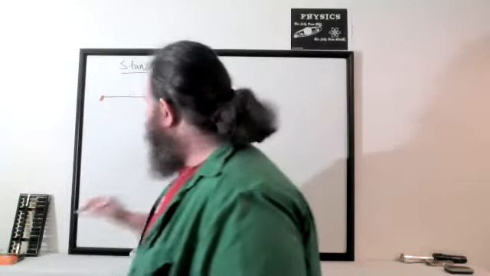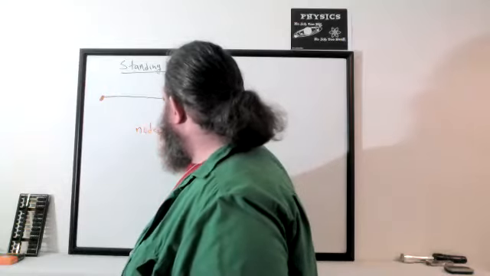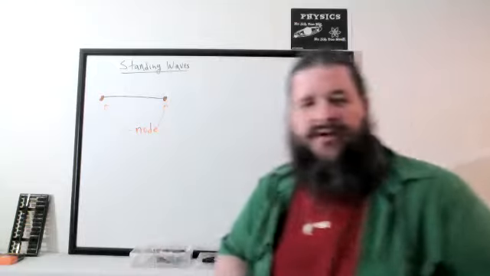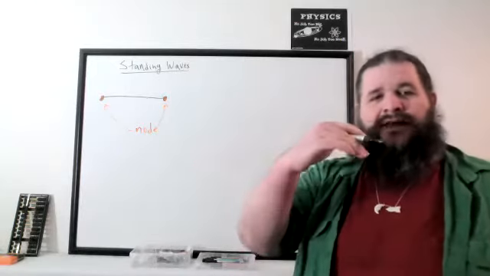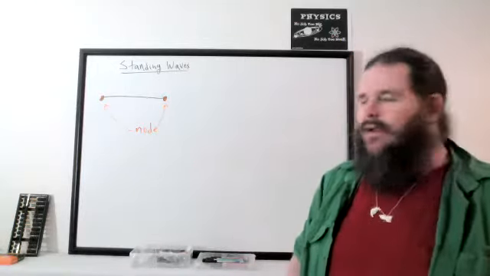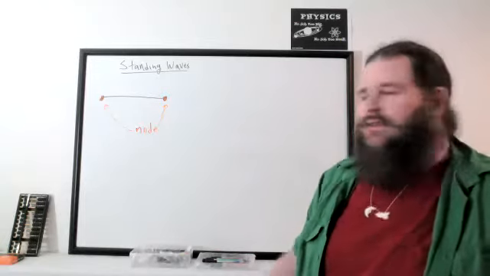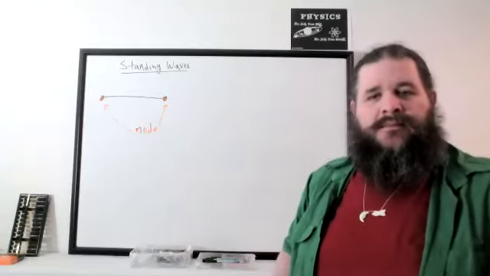So a node is just a location that is permanently destructive interference because of the way the wave and its reflection are interacting with each other. And those are just going to be stationary. These points, of course, don't oscillate at all.